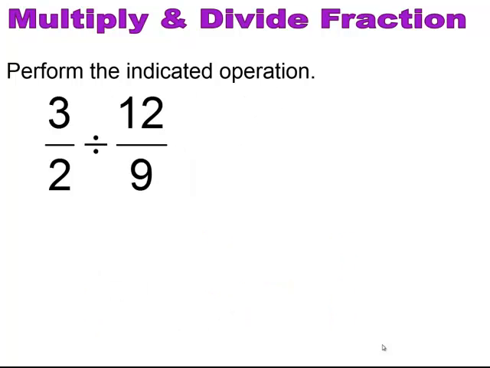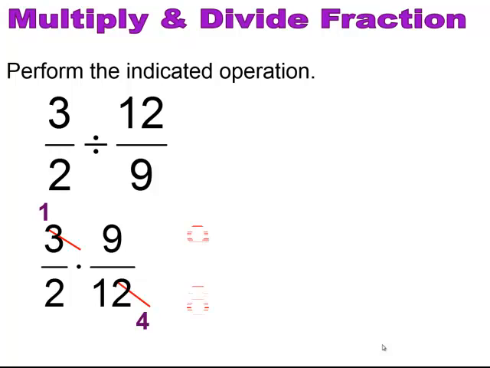Pause and try. Remember, keep the first fraction, change it to multiplication, get the reciprocal of the second fraction, simplify, and multiply across. So we end up with 9 over 8.